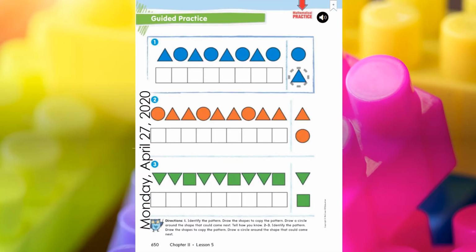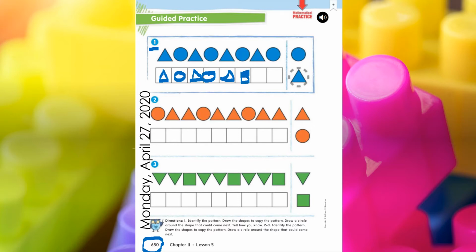All right, Wranglers, let's get started with page 650. So we learned that a pattern is something that repeats itself. And the first one is what we call an A-B pattern because it's only using two shapes and they use them one time each. So all you have to do here for number one is draw the pattern as you see it up there. Triangle, circle, triangle, circle. Or you can say A, B.